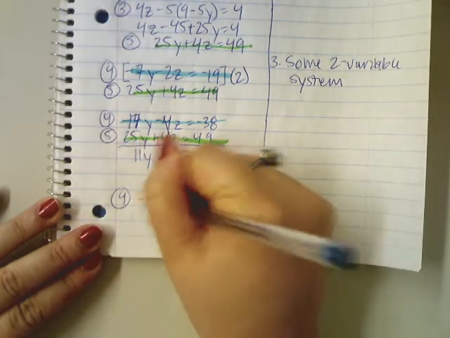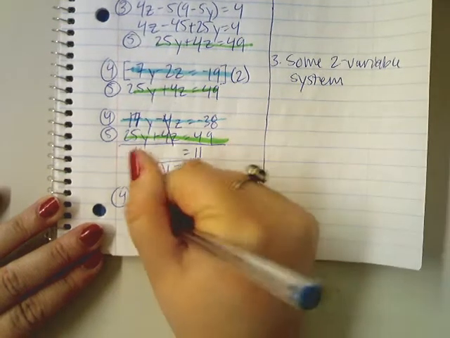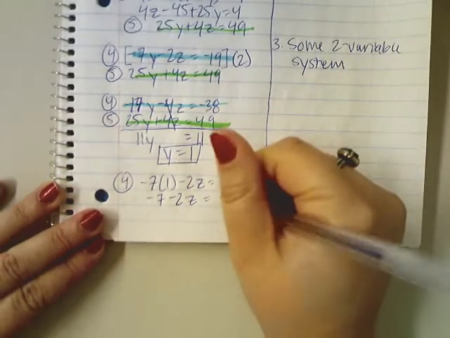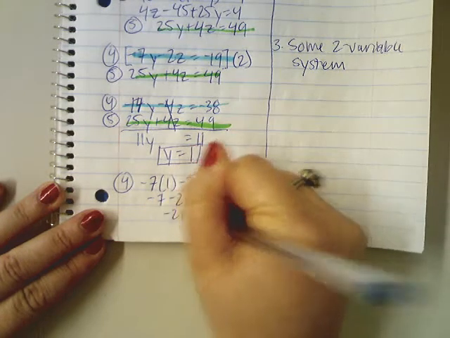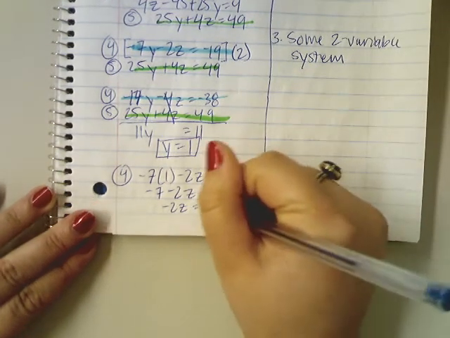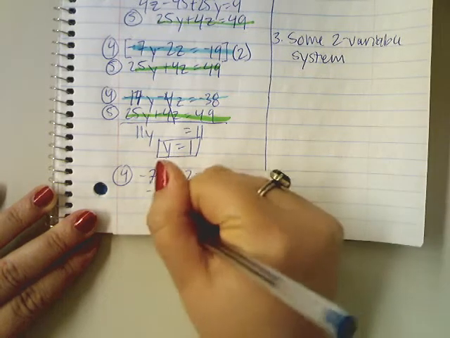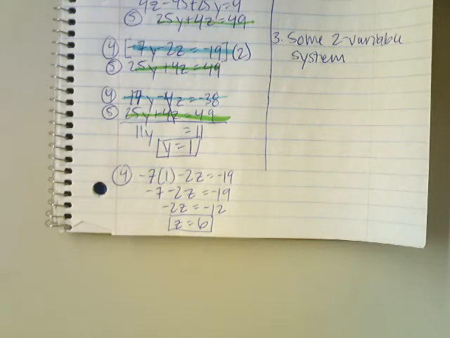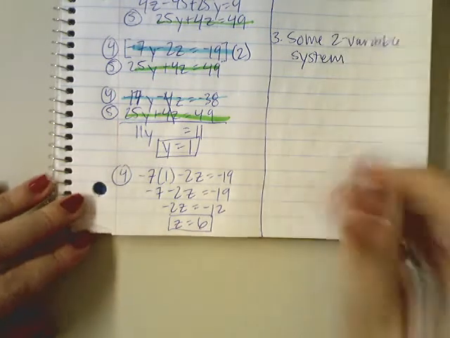So I get negative 7 times 1 minus 2z equals negative 19. So negative 7 minus 2z equals negative 19. Negative 2z equals negative 12. So z is equal to 6. So now I have my second variable. And then my last step, as you may guess, I'm going to turn on to the next page, but it's to substitute into the original and solve for x.